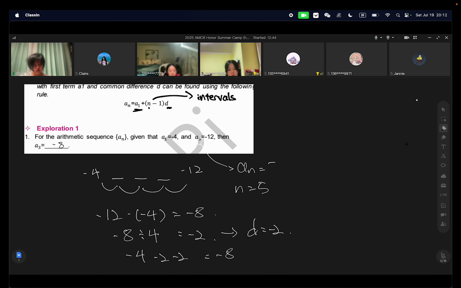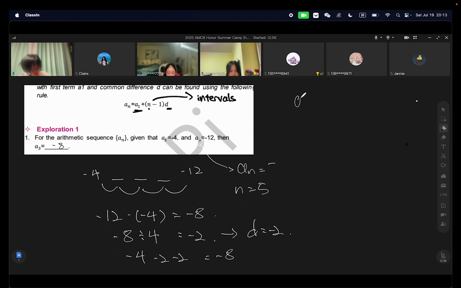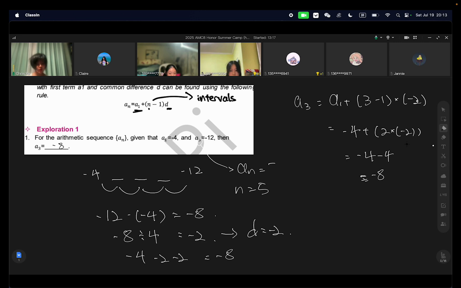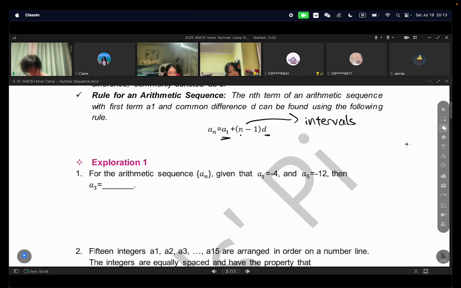Any questions? And if we put it back into the formula, following it strictly, then that means we are trying to find an, which is A3, equals A1 plus 3 minus 1 times -2 equals -4 plus 2 times -2, which is -4 minus 4 equals -8. So that proves our formula. If there are no questions, then let's move on to our practice one.